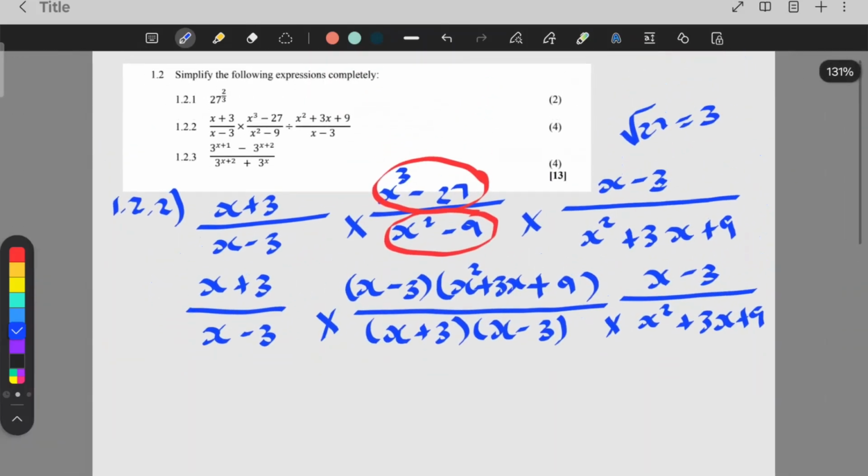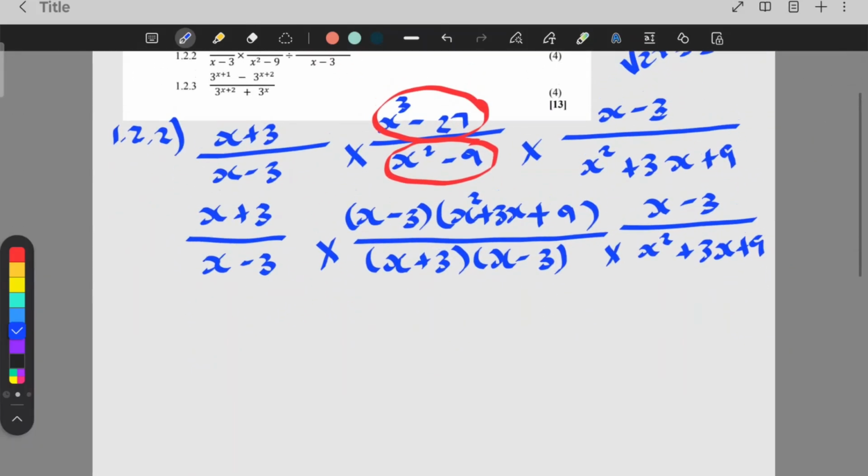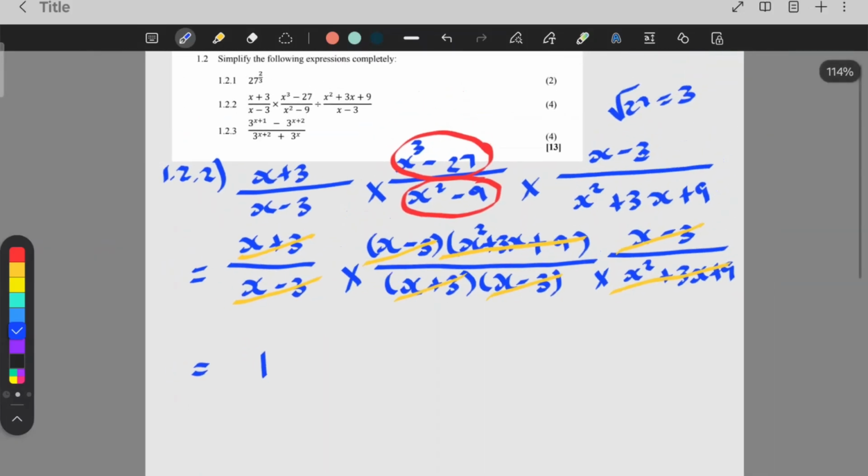Okay, so let's look now. Is there anything that can cancel now? So this x minus 3 and that x minus 3 can cancel. This x plus 3 and that x plus 3. This x minus 3, that x minus 3. And can you see x squared plus 3x plus 9 can cancel with x squared plus 3x plus 9. So everything canceled out. So the answer here is 1.